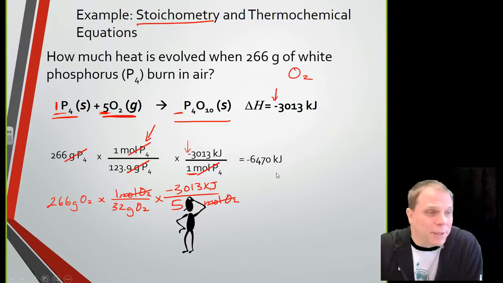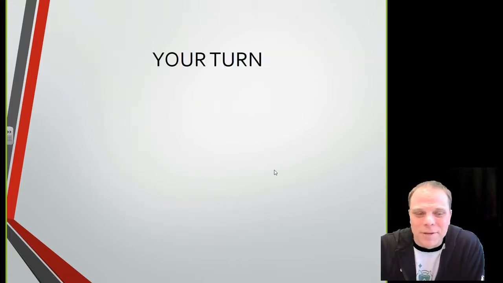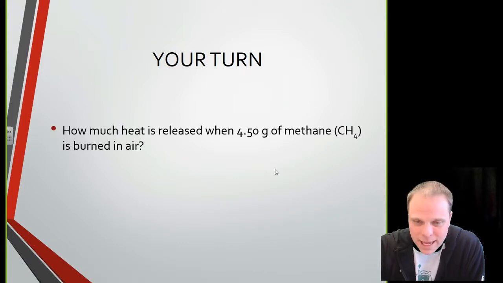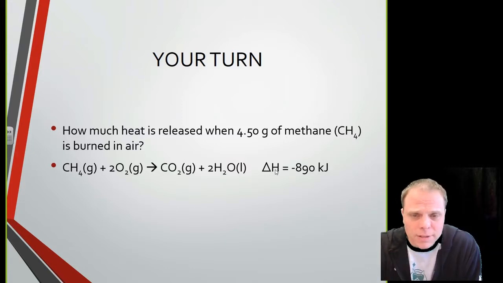So let's see if you can do it. Now you're going to practice this and see what you can come up with. Your question is how much heat is released when 4.50 grams of methane is burned in air. Your equation, which you probably could have come up with because it's a combustion reaction, is CH4 plus 2O2 gives you CO2 plus 2H2O.